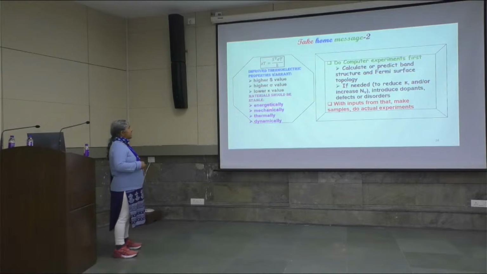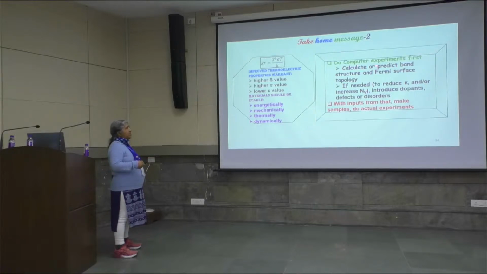They should be energetically stable, mechanically stable, thermally stable, and also dynamically stable. So I did not show these two. And so the take-home message will be: do computer experiments first. And I am here talking about the bulk, because what Vasundhara said was mostly nanostructure, but I am mostly talking about bulk structures, bulk materials here.